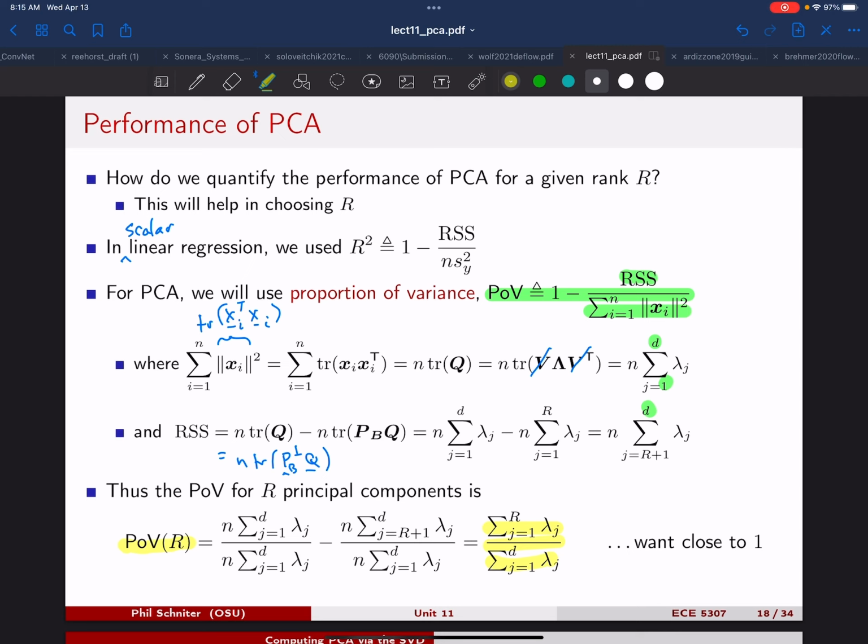Yes. These eigenvalues are always less than 1? Let's see. I don't think the eigenvalues are really bounded from above, because they're just the eigenvalues of our data matrix Q, and they can be as large as we want. They're never negative because Q is positive semi-definite, but they can be as large as you want. If you double X, your eigenvalues will increase by a factor of 4.